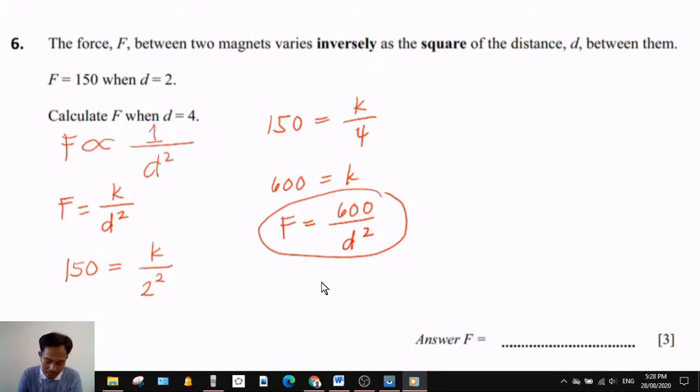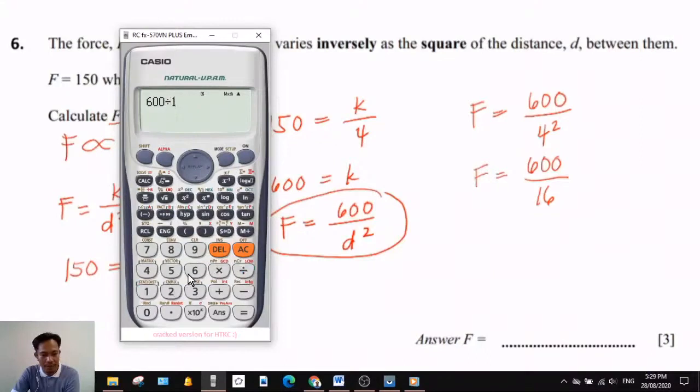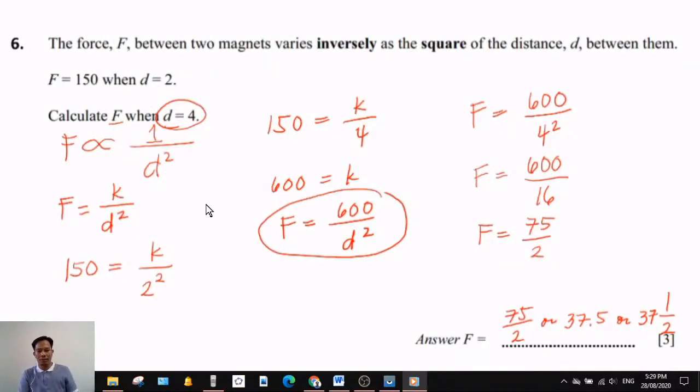Thus, if we want to find out the value of F if D is equal to 4, we will just change the D. So F is equal now to 600 divided by 4 squared. So F is equal now to 600 divided by 16. Let's just simplify. What is 600 divided by 16? It is 75 over 2. So F can be written as 75 over 2, or it can also be written as 37 and 1 half, or 37.5. Those are the possible ways on how you can write your answer for this.